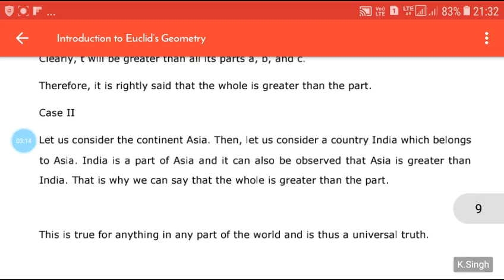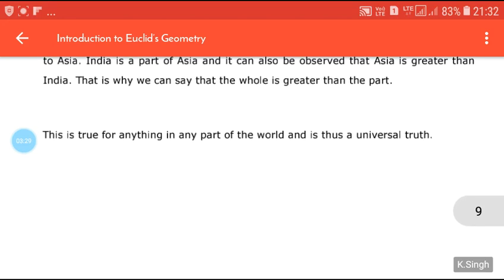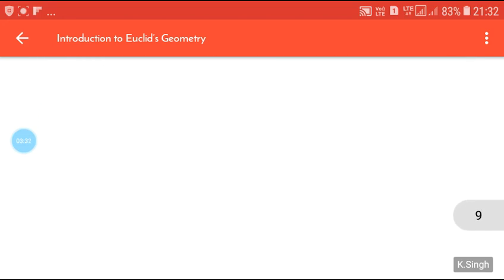Second, let us consider the continent Asia. Then let us consider a country, India, which belongs to Asia. India is a part of Asia, and it can also be observed that Asia is greater than India. That is why we can say that the whole is greater than the part. This is true for anything in the world, and thus it is a universal truth.